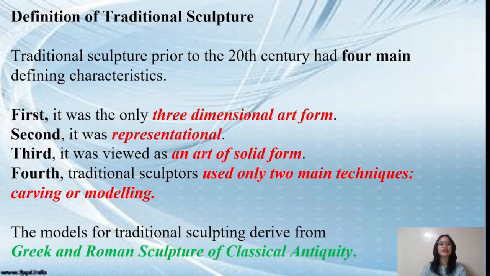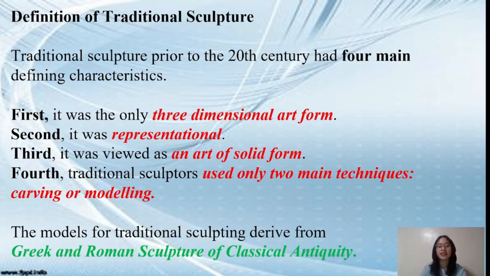Definition of traditional sculpture. Traditional sculpture prior to the 20th century had four main defining characteristics. First, it was the only three-dimensional art form. Second, it was representational. When we say representational, it represents what it represents. For example, a banana sculpture inspired by a banana fruit. Third, it was viewed as an art of solid form.